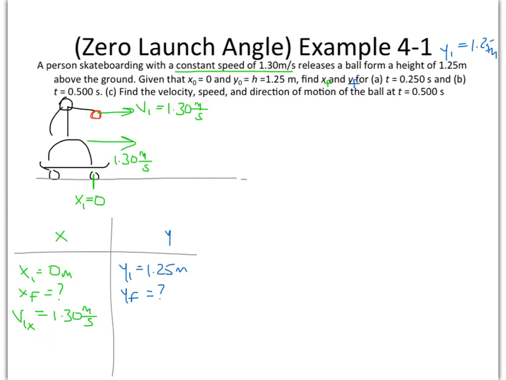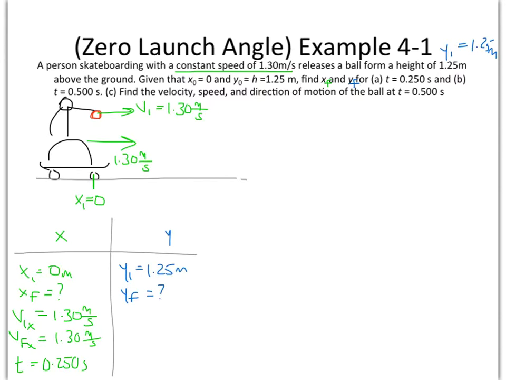In fact, I'm just going to erase that for the sake of space. So we're going to say the final velocity in the x direction is 1.30 meters per second as well. All right, and the one thing that is the same between x and y is time. So I'm just going to put t equals our first time. That's 0.250 seconds. All right, and that's going to be the same thing as our time in the y direction.